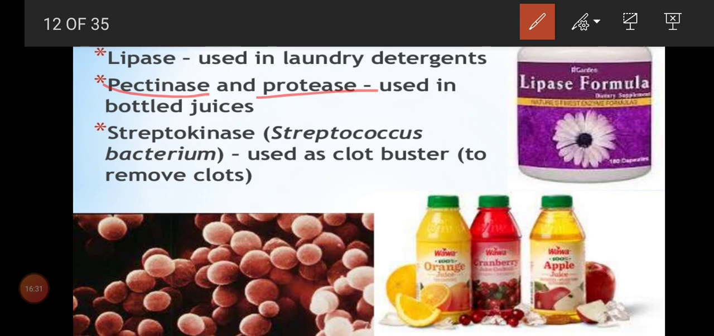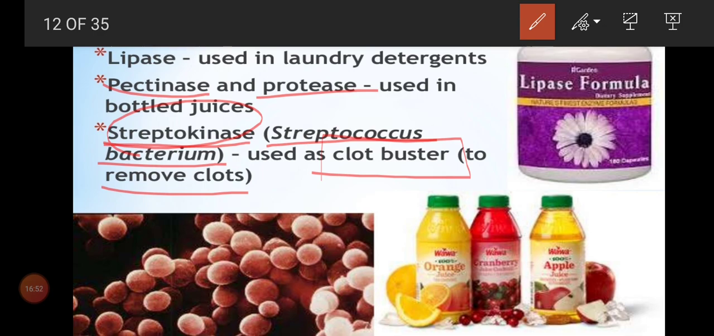And streptokinase, okay, that is an enzyme they get from a Streptococcus bacterium. And this is very, very important, children. This streptokinase enzyme is used as a clot buster to remove clots in your blood vessels. It will help to burst the clot.